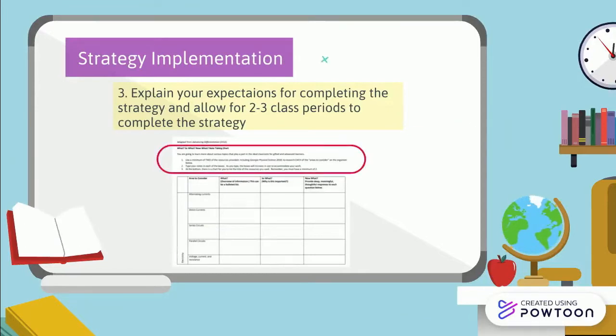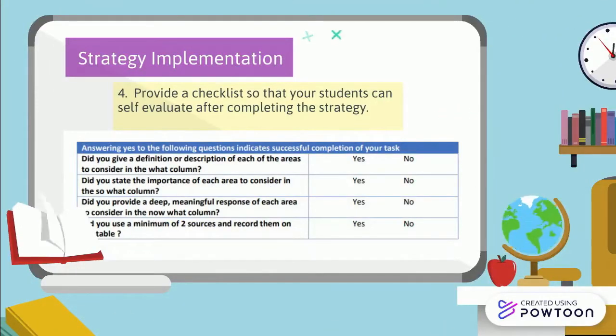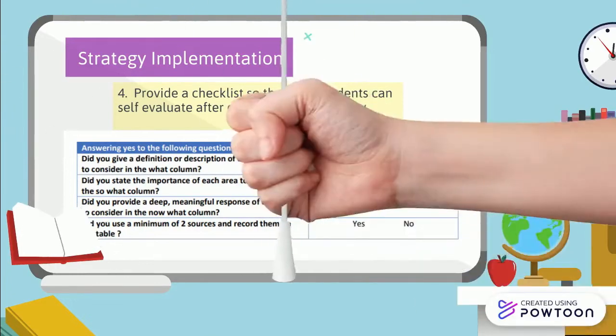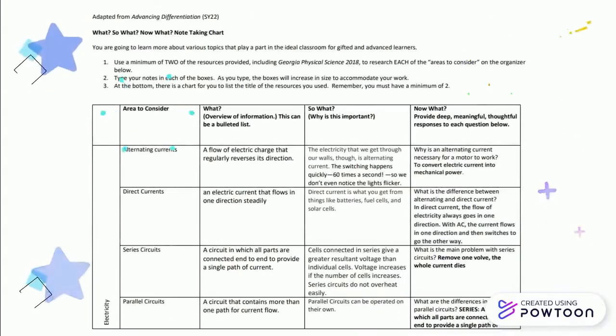Then, explain your expectations for completing the strategy and allow for 2 to 3 class periods to complete the strategy. Finally, provide a checklist so that your students can self-evaluate after completing the strategy. And now, student samples of the strategy and views on the lesson in electricity and magnetism.